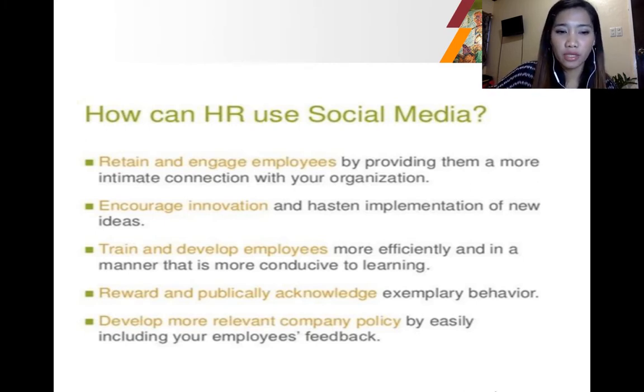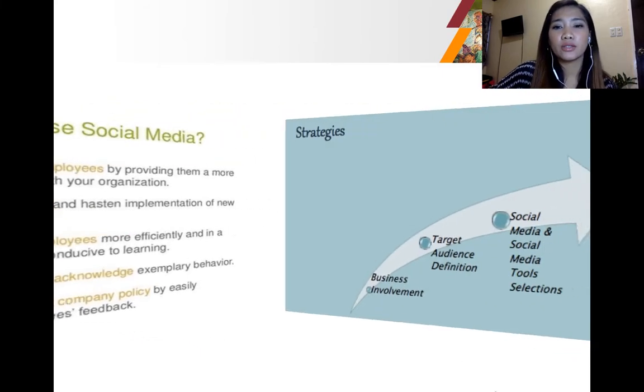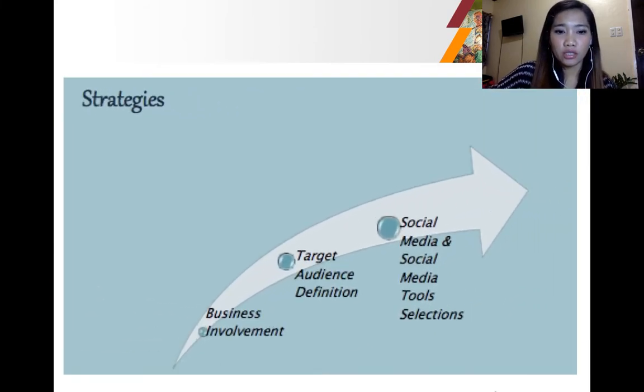And the fifth one is develop more relevant company policy by easily including your employees' feedback. So employees' feedback can be online, okay? So, what are your strategies? So, the strategies is business involvement. Next is target audience definition, then social media, and social media tools for selection.